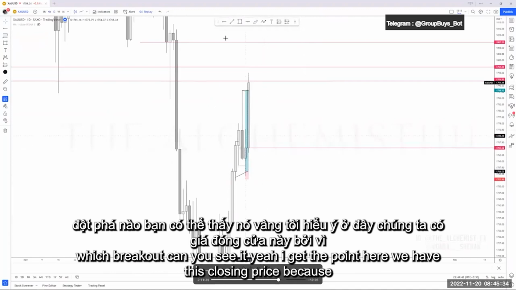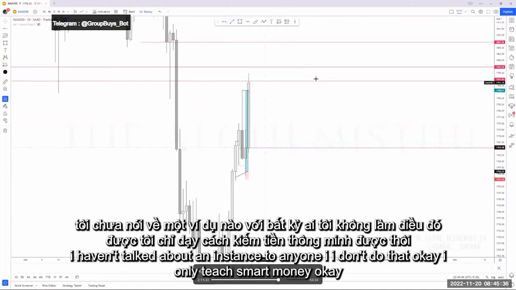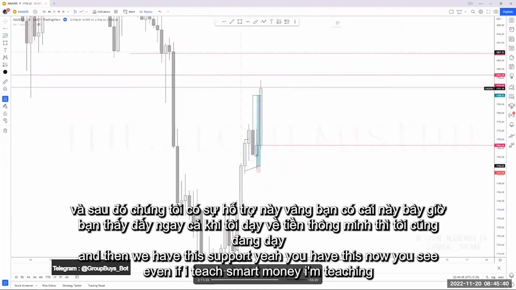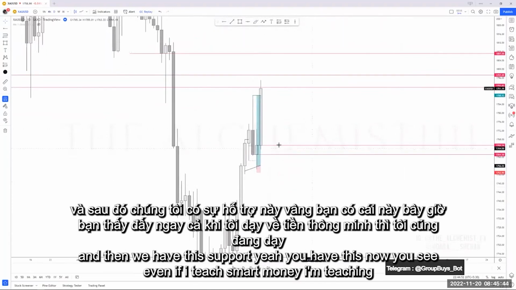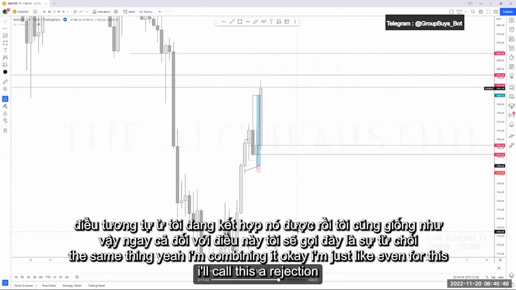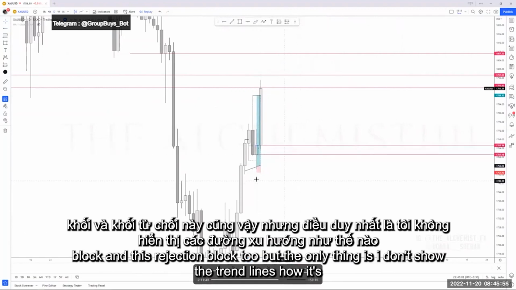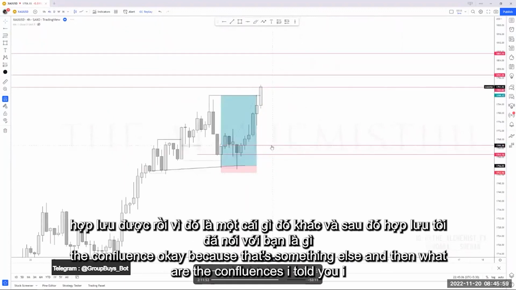We had this closing price because I haven't taught support and resistance to anyone. I only teach smart money. And then we have this support. Even if I teach smart money, I'm teaching the same thing, support and resistance. I'm combining it. I'll call this a rejection block and this a rejection block too. But I don't show the trend lines, how we use the confluence.